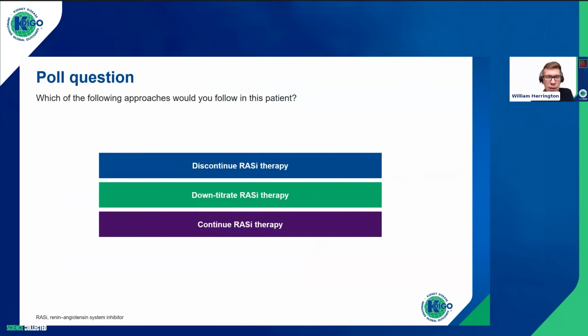Now, Hilda has got CKD. She's got hypertension, which needs to be better controlled, but she's also got a potassium of 5.8. She's on the full dose of enalapril. What would you do about this? And there's a poll which you should start answering now. Would you discontinue the RAAS inhibitor therapy? Would you discontinue the enalapril? Would you down titrate the dose, or would you continue it as is? Start your votes.